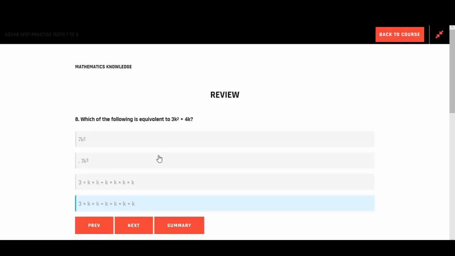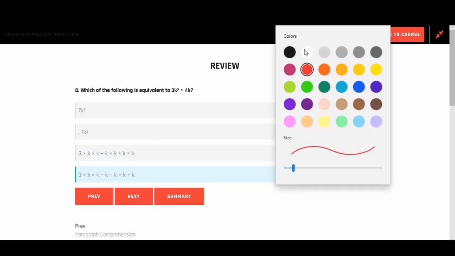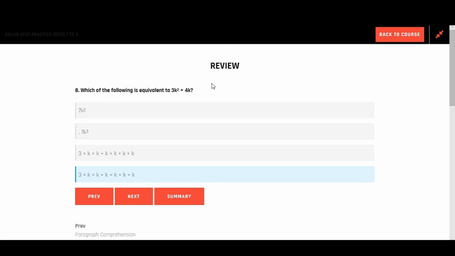Okay, so far nothing's been too bad. Number 8 says, which of the following is equivalent to 3k squared plus 4k? And that's going to be this. 3, and again, that's multiplied by k times k, plus k plus k plus k plus k.